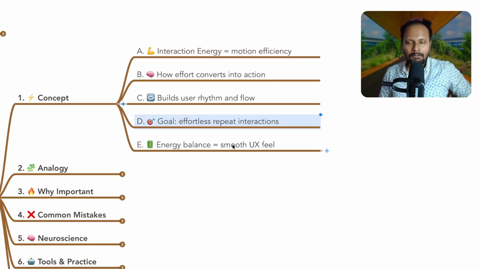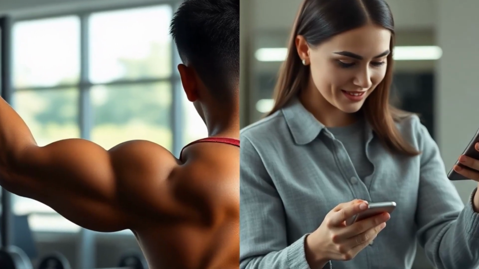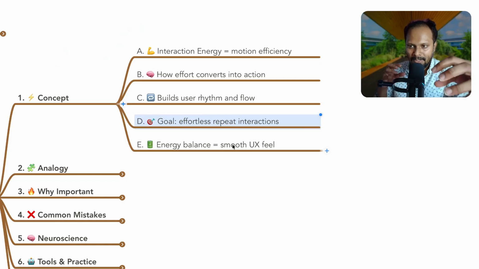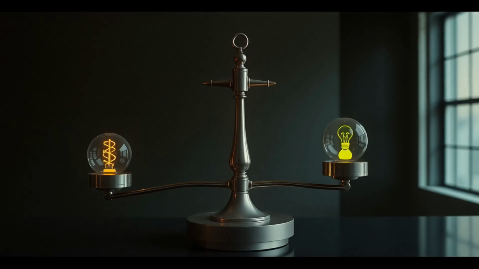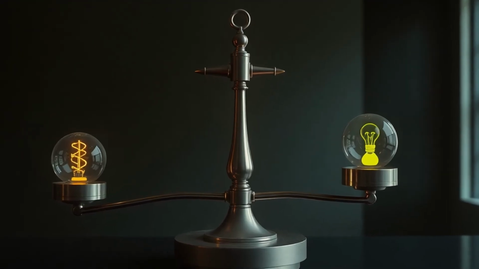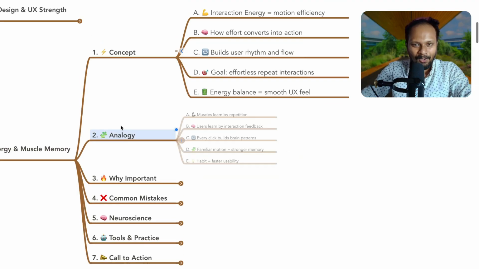So the effort for the muscles you put in your body all depends on how the system is also easily built for you. In the same way, if you build a system that is very easy for your user to use the application and make the transaction, book the product in e-commerce or anything, that builds more success in your product. See, the energy balance is equal to the smoother UX feel. A simple analogy is that muscles learn by repetition. I already told you that.